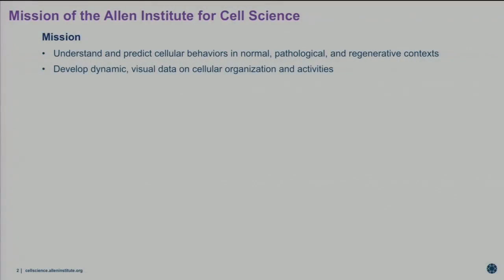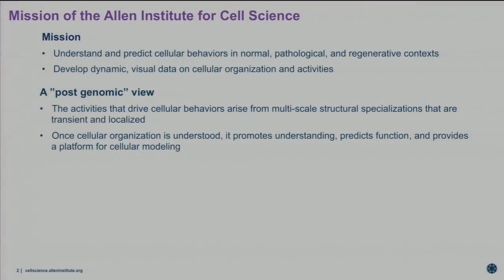Okay, so why is there an Allen Institute for Cell Science? Well, that's because we actually don't understand cells that well in the basic fundamental way that the cell behaves and how it performs all of its functions. So our mission is to understand and predict cellular behaviors in normal, pathological and regenerative contexts. And there's a key word there which is understand, and a key word there which is predict. And we want to do this by developing dynamic visual data on cell organization and activities, and really develop an integrated computational model of the cell that is based on the experiments that we and all of the cell biology community gathers.